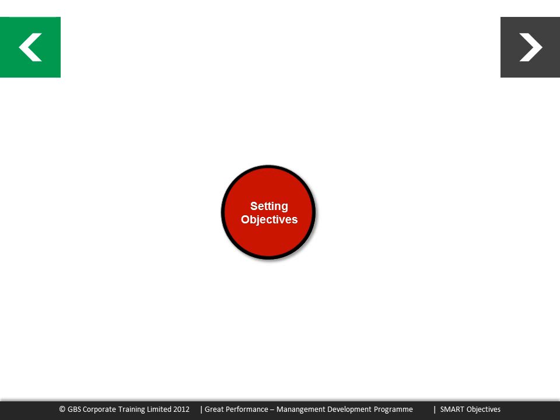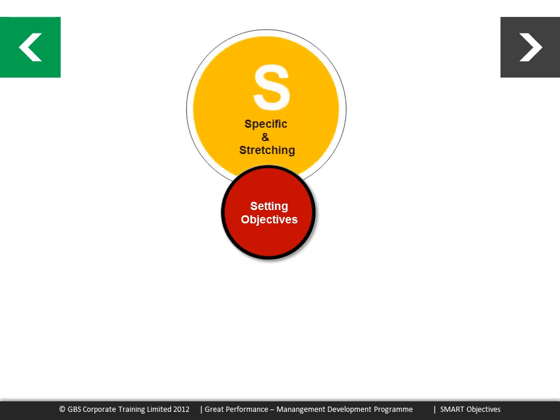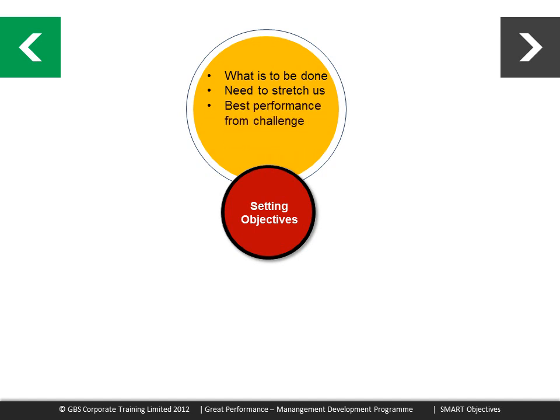An easy way to remember how to write good objectives is SMART. SMART stands for specific and stretching. Objectives need to be specific about what is to be done and how achievement will be measured. They also need to stretch us, recognizing that the best performance comes from being challenged to do better, and achieving this, of course.